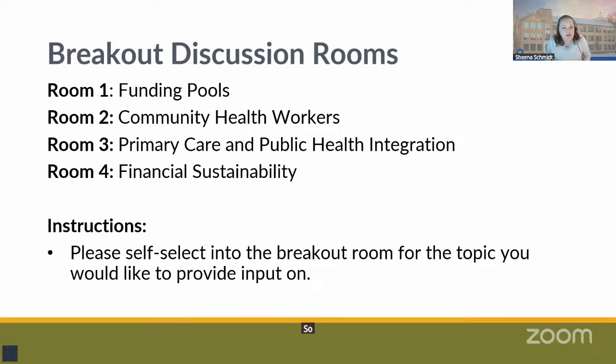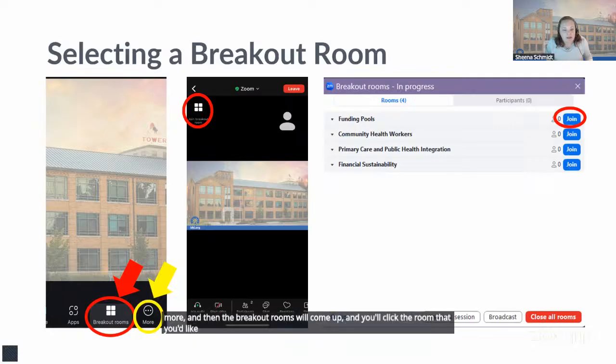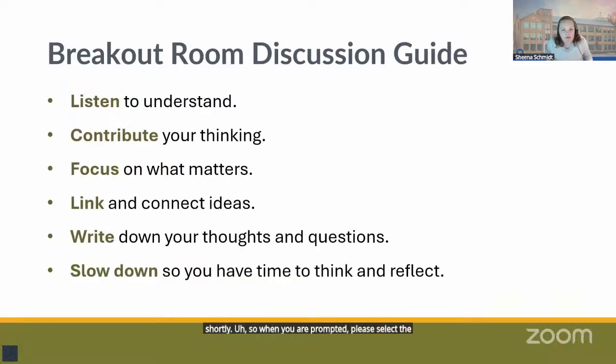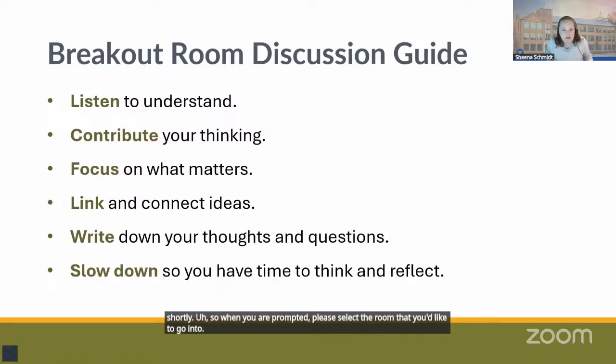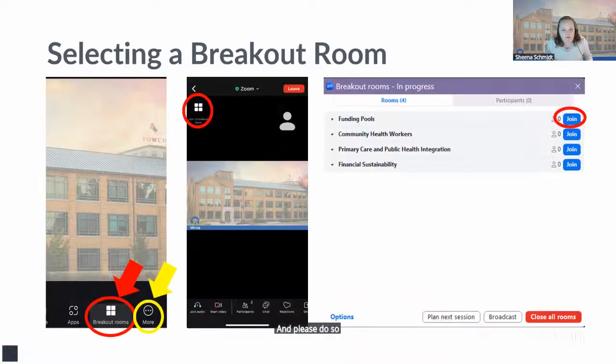In a moment, we're going to have you self-select into the breakout room topic you're interested in. It'll pop up. You'll click the box More, then the breakout rooms will come up and you'll click the room you'd like to join. Lindsay is going to make those rooms available shortly. When you are prompted, please select the room you'd like to go into, and please do so now.